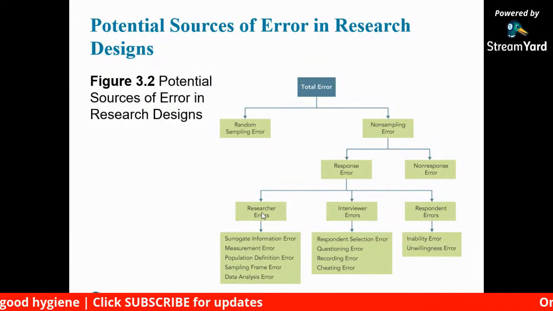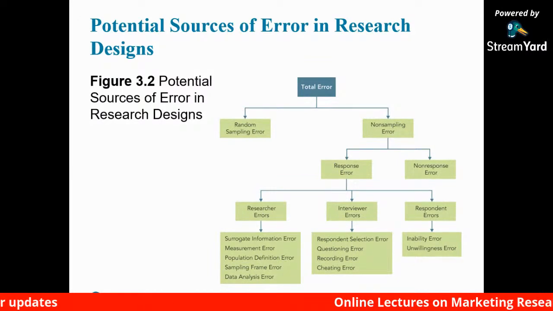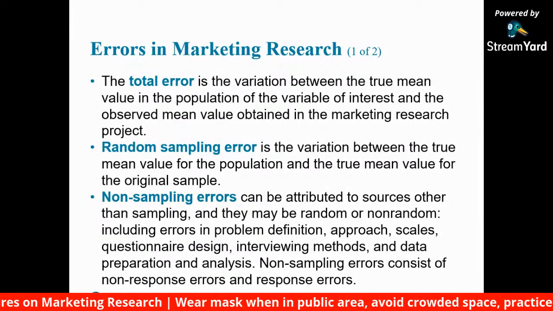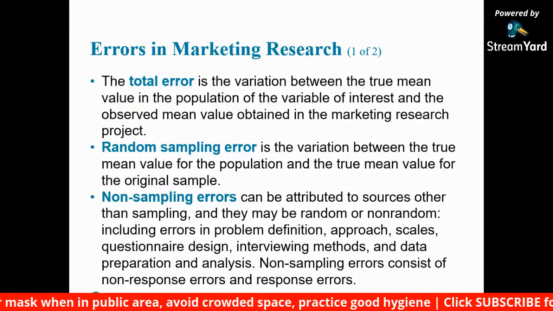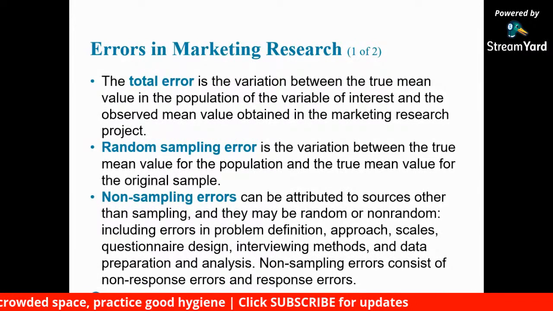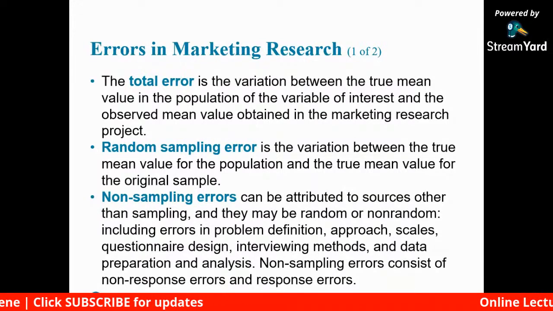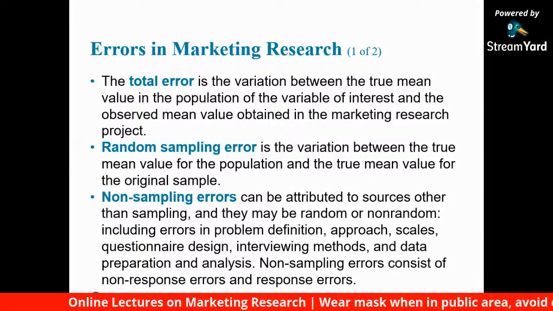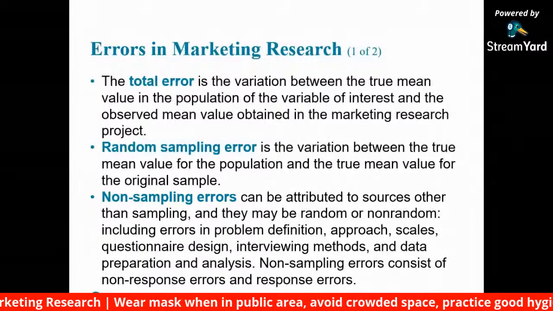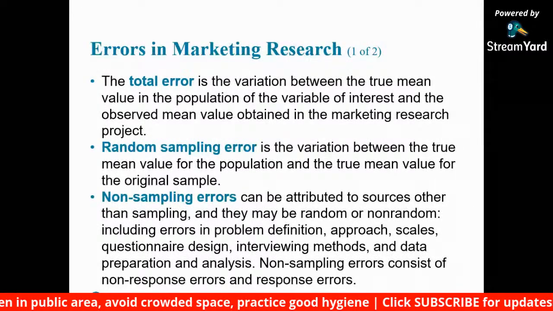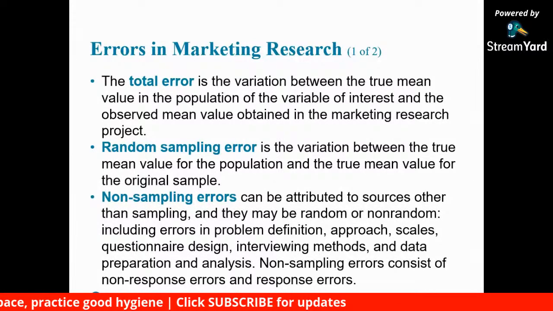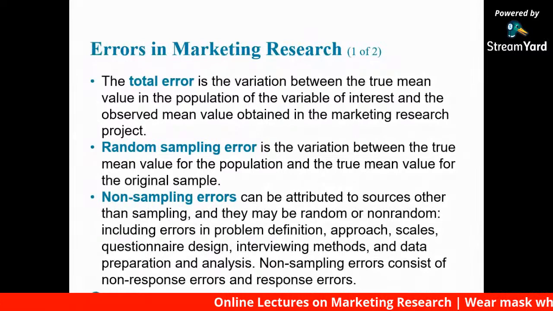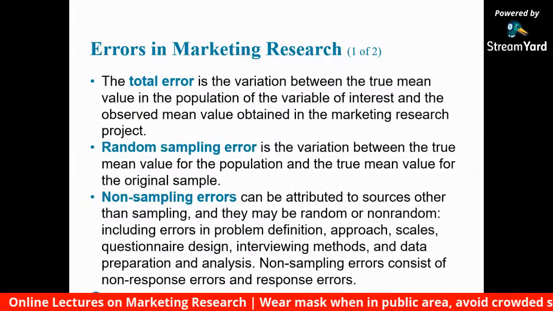Another one is non-sampling error. Non-sampling error can be attributed to sources other than sampling. Not only about sampling, it can be from other things. And they may be random or non-random, including error in problem definition, in the approach, the selected scales, your design of questionnaire, your method of interviews, and the preparation for data analysis. So non-sampling error consists of non-response and response error.